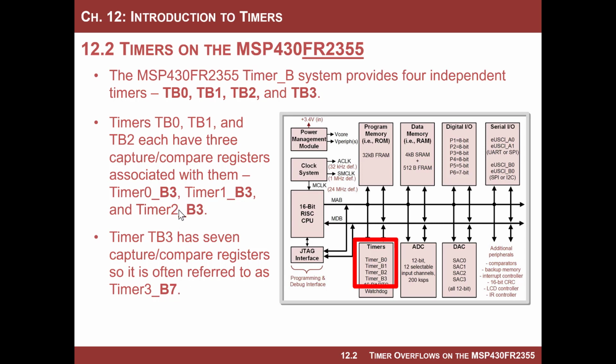And so when you first see it, it is a little confusing because you see things like, I've got timer 0 B3. And you're like, what? Because I have a TB3 up here also, and then there's a B3, and it's a little confusing, but it's just the way it is.